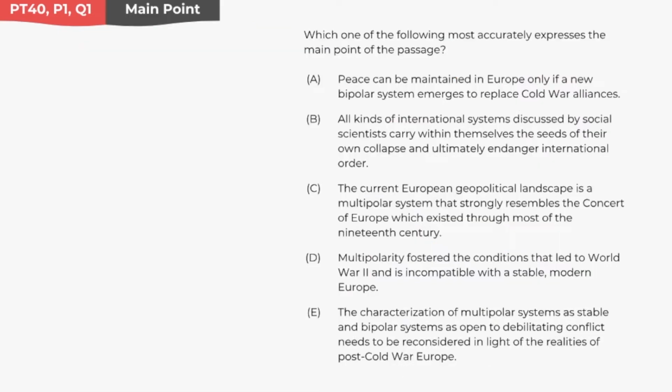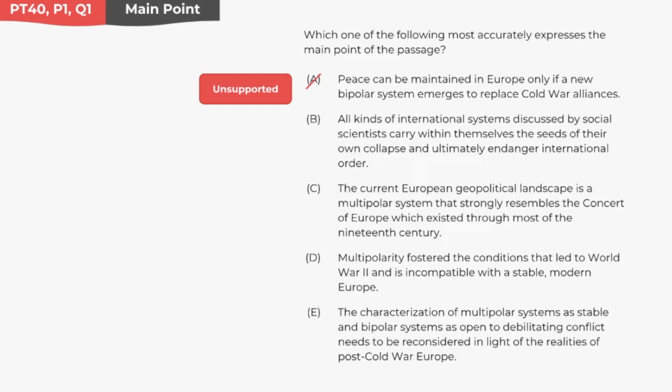If we look at answer choice A, it says that peace can be maintained in Europe only if a new bipolar system emerges. This is not restating that idea. That's simply an unsupported relationship. And you can see that with the degree in there as well, with the words "only if." That's building a relationship that was never being described in the passage.